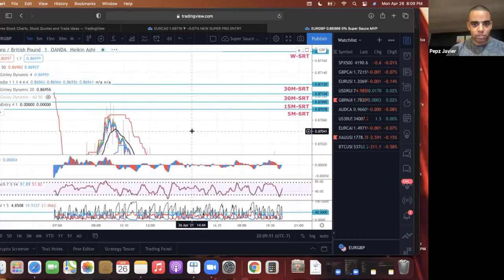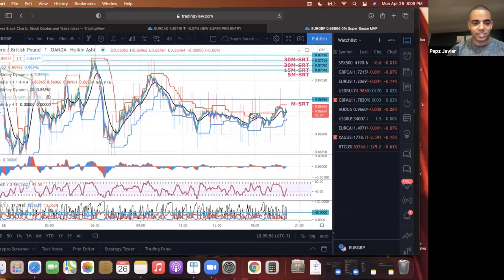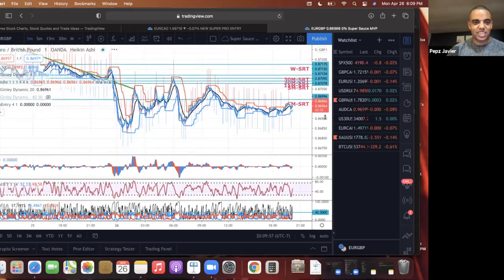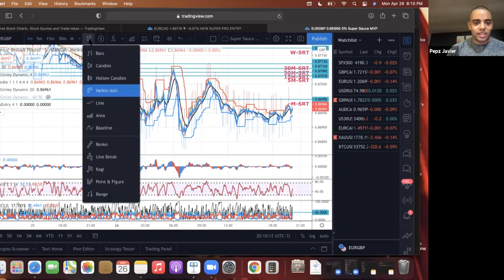So let's see, I was trading. Wow, that's crazy. I literally said last night, I was like, if it breaks this trend line, this level is going to drop to the pits, and it did just that. So let's get into it.